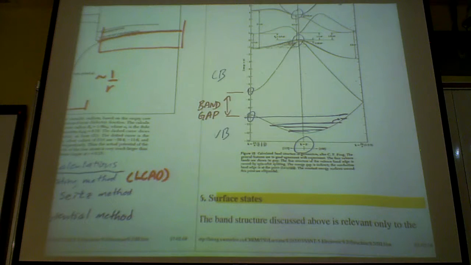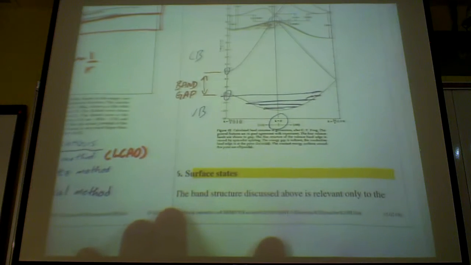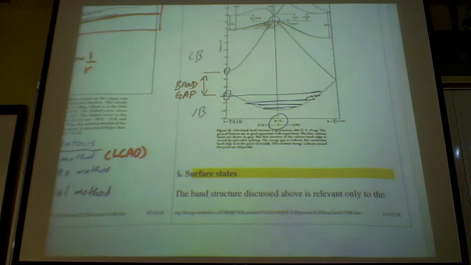Now, of course, we are talking about surfaces, and if you terminate your three-dimensional bulk structure, cut it in a plane, and you generate a surface, this surface is a two-dimensional object. And so in theory, then we should reduce from 3D to 2D.